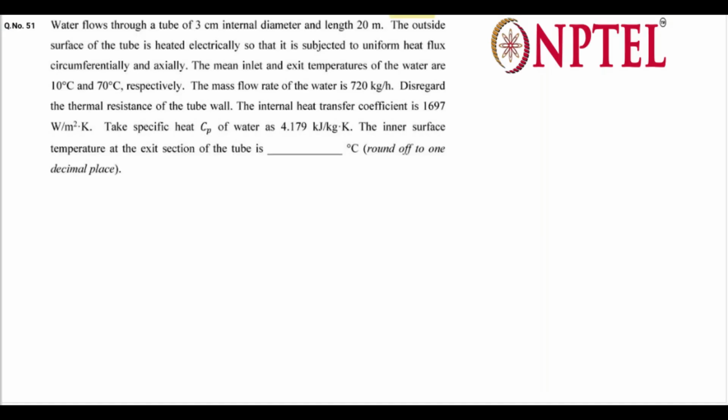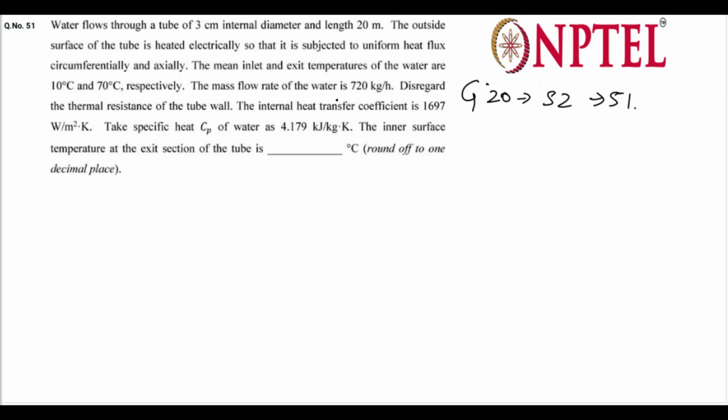We shall see GATE 2020. This is GATE 2020 Set 2, question number 51. The question goes like: water flows through a tube of 3 cm internal diameter and length 20 m. The outside surface of the tube is heated electrically so that it is subjected to a uniform heat flux circumferentially and axially. The mean inlet and exit temperatures of the water are 10 degrees Celsius and 70 degrees Celsius respectively.